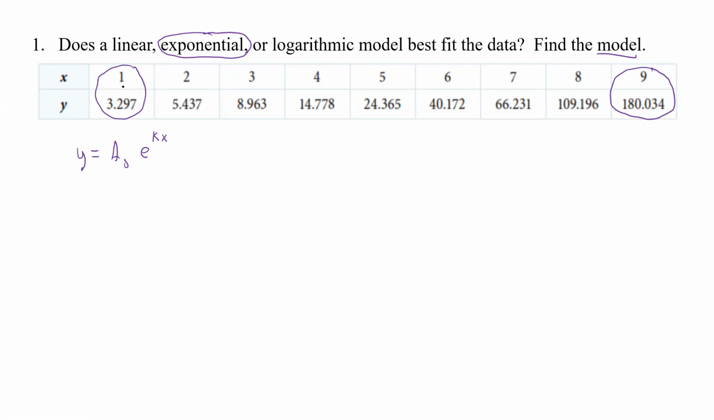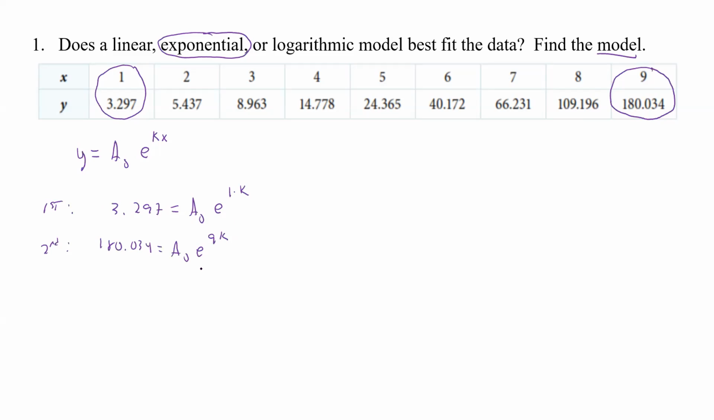And now we're going to have our x, y, and we're going to have two equations, and then we'll have two unknowns we're going to solve for, and we're going to work our way through it. So our first point is going to give us the equation 3.297 from here equals a naught e to the, and now we have 1 times k. And our second equation is going to give us 180.034 equals a naught e to, now we have 9 as what our x is, k.